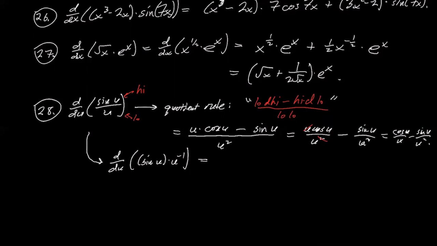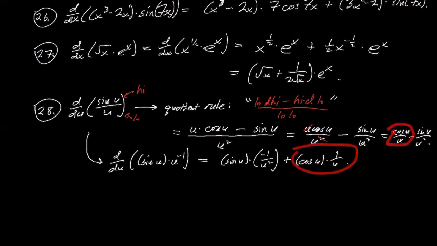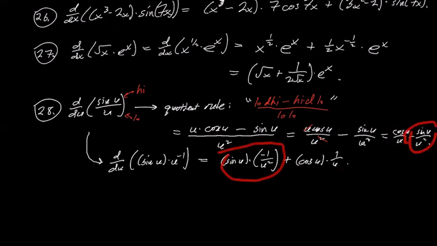So it's the first times the derivative of the second, remember, which is minus 1 over u squared, u to the minus 1, it's minus u to the minus 2, which is minus 1 over u squared, plus the derivative of the first, cosine u, times the second, which is 1 over u. And if you notice, these are actually the same. There's cosine u over u, there's cosine u over u, there's minus sine u over u squared, that's minus sine u over u squared. So either way, it gives you actually the same answer.